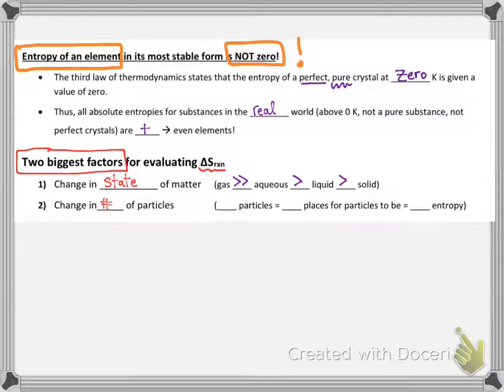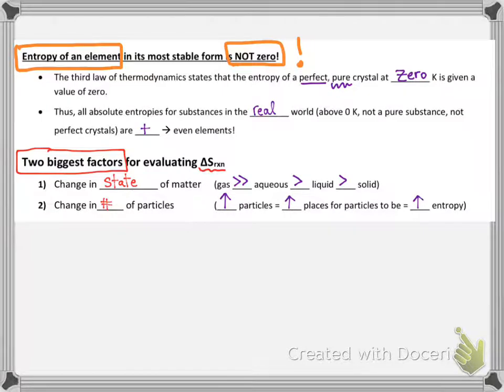As far as number of particles, well, again, positional entropy. If you have more particles, you have more places for particles to be, more possible positions for them to be found in relative to each other. That means increase in entropy.